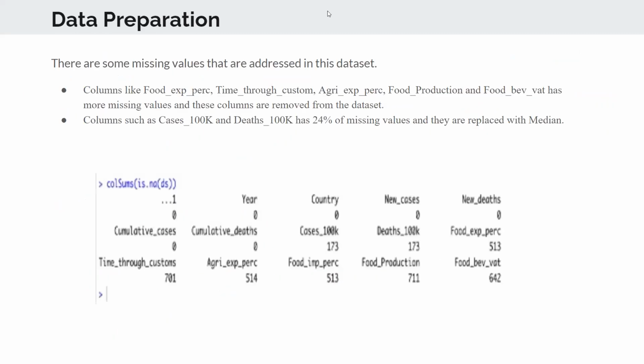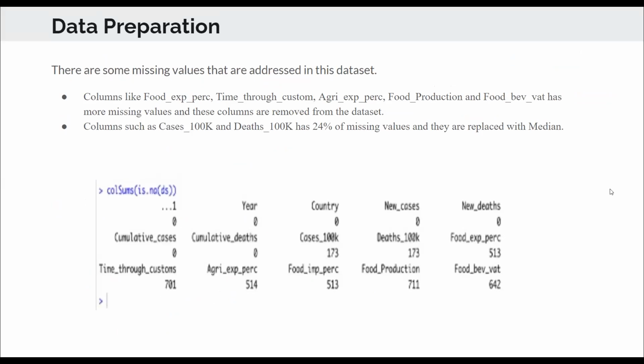Moving to the next. In the data processing, there are a few attributes that are not required. As these attributes have more null values and are not required, we remove some of the attributes from the data set. And for the attributes like cases_100K and deaths_100K, we replace the null values with the median. When we tried to replace the null values with the mean, these values were negatively skewed. So in that case, we replace them with median values. So next slide, please.